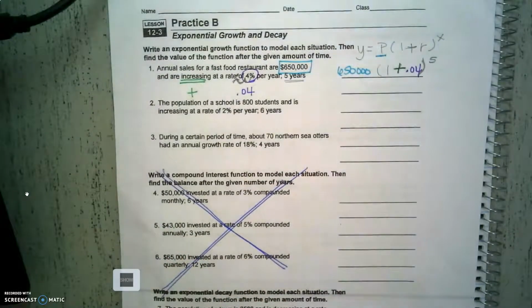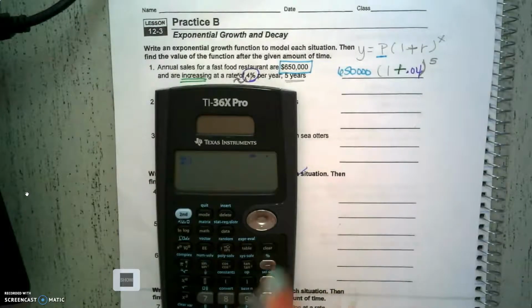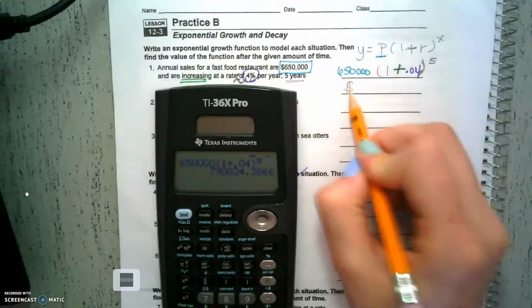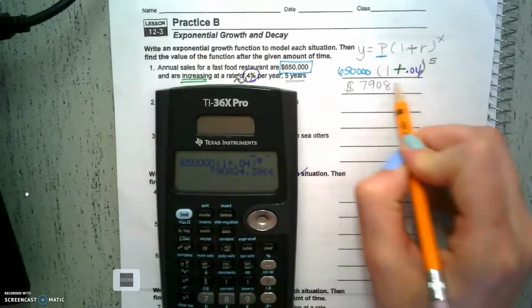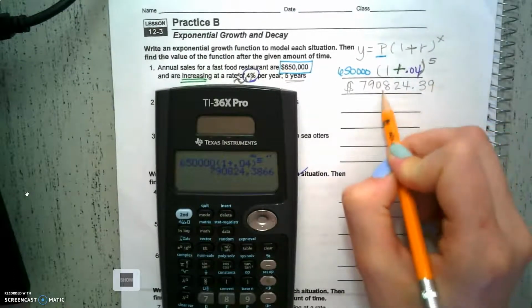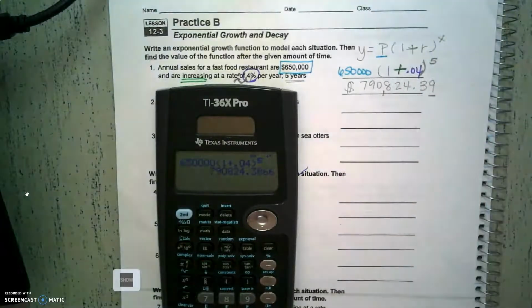After you write the equation, you can substitute it into your calculator and find your answer. So 650,000 times 1 plus 0.04 raised to the 5th. And I get 790,824. And I'm going to round to the nearest penny, the 100th spot of our decimal.